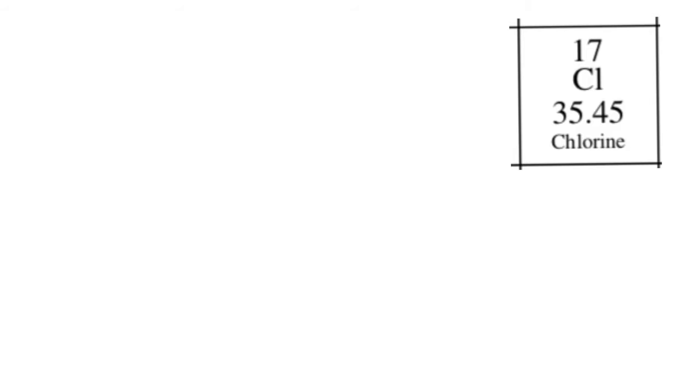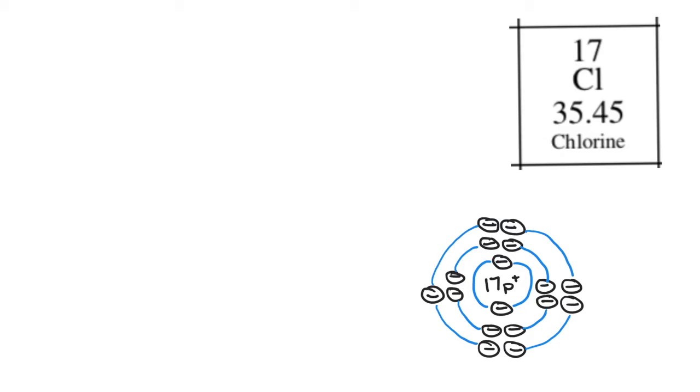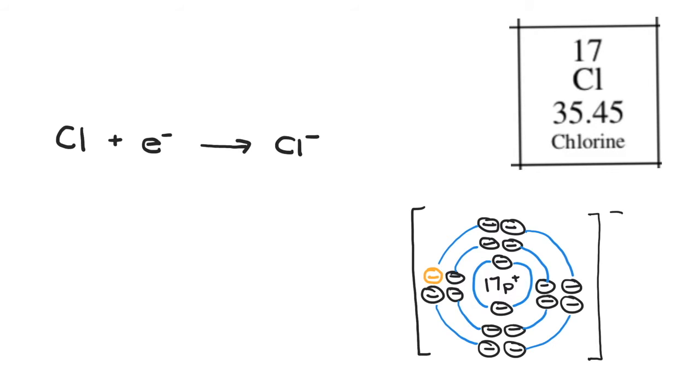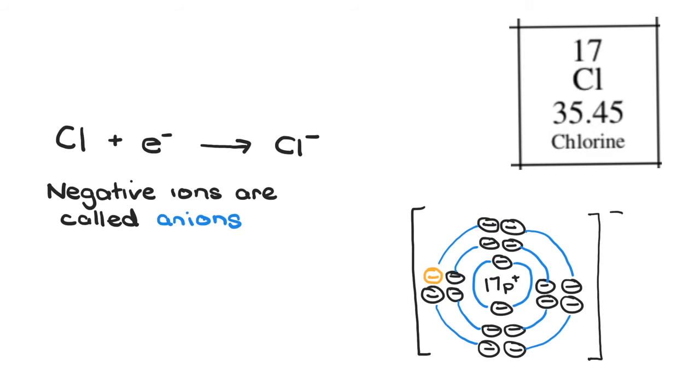What about chlorine? It has an atomic number of 17, so 17 electrons in 3 shells and 17 protons in the nucleus. 2 electrons in the first, 8 in the second, and 7 in the third. Now it only needs 1 more electron to achieve a noble gas configuration. Therefore, the chlorine atom will accept an electron, giving it an overall negative charge. Now this reaction can also be represented by the ionic equation. Nonmetals generally accept electrons, and these are known as anions.